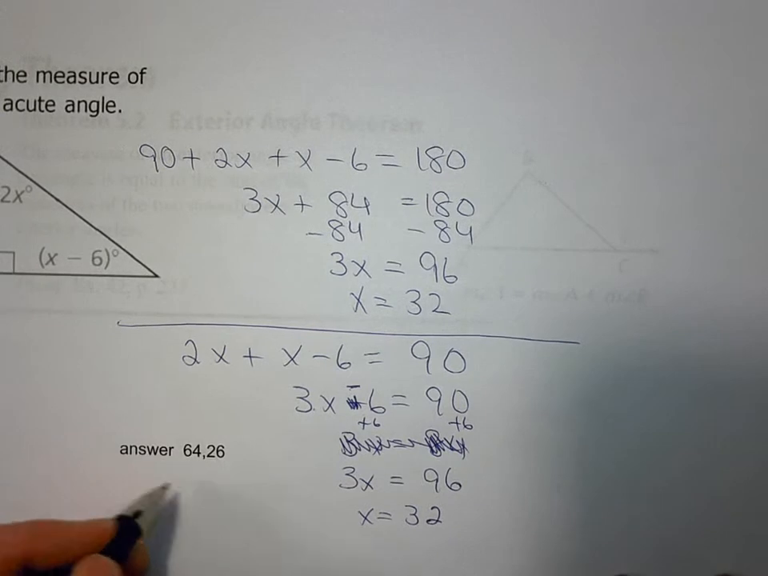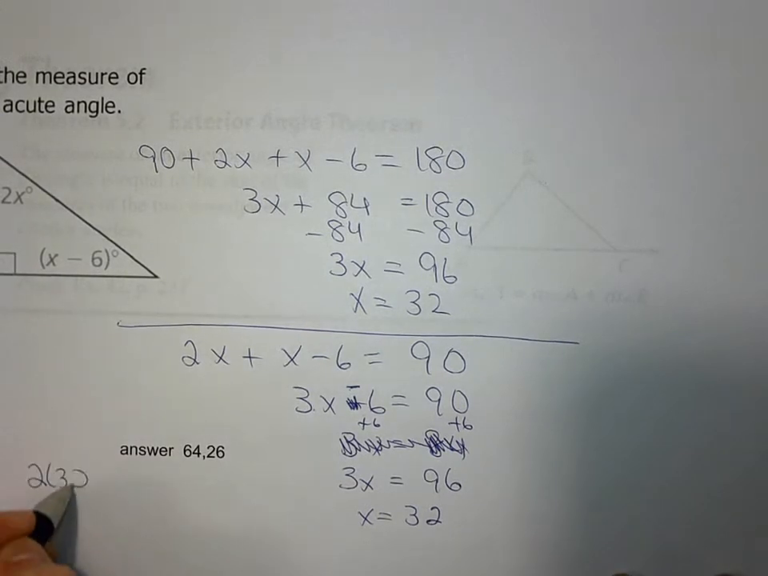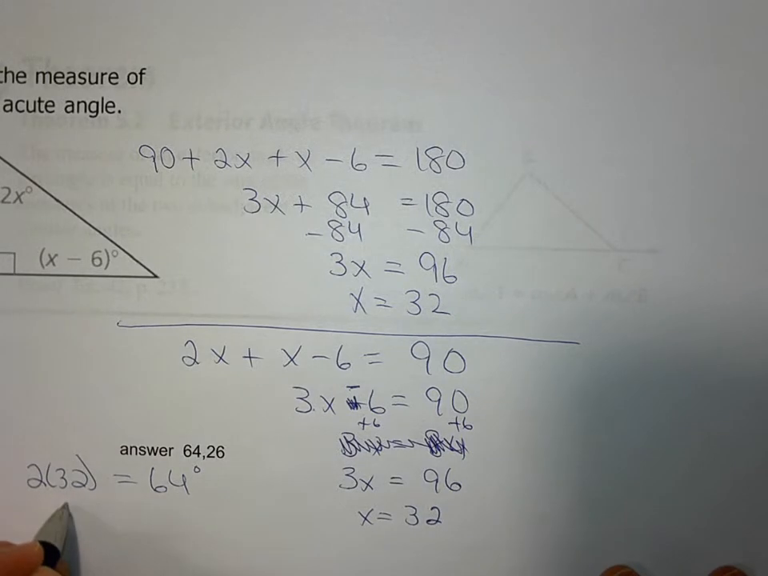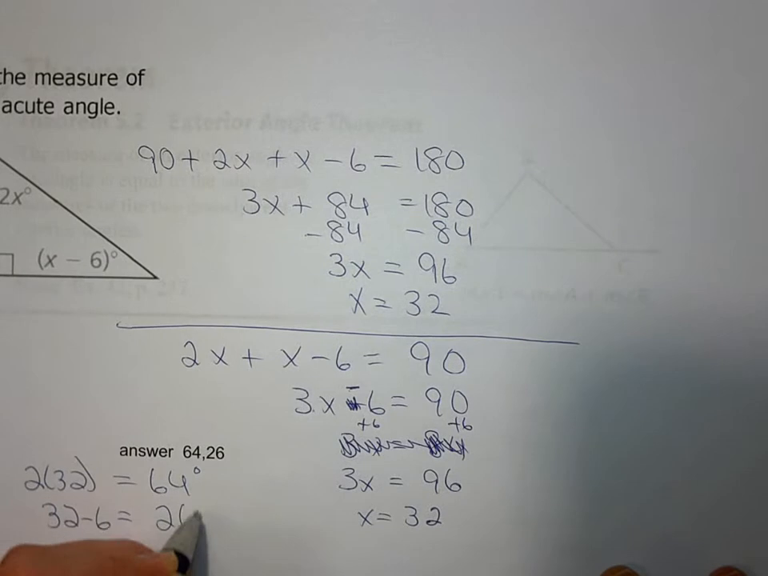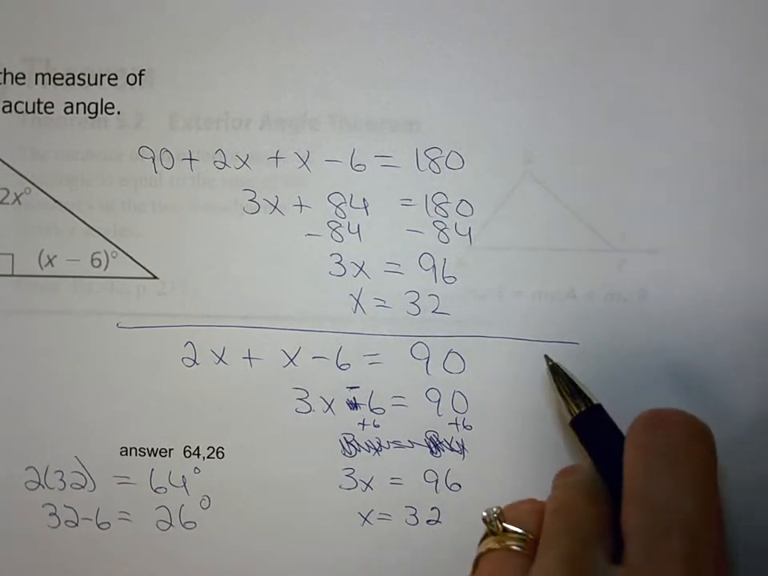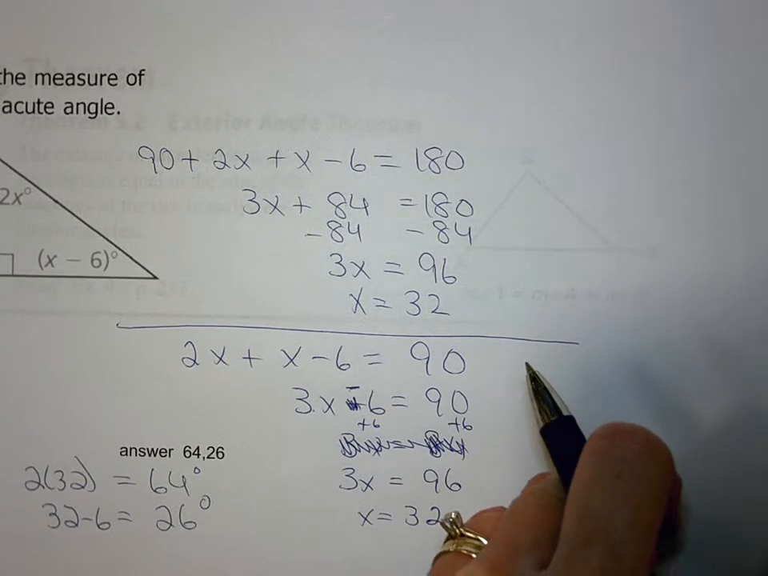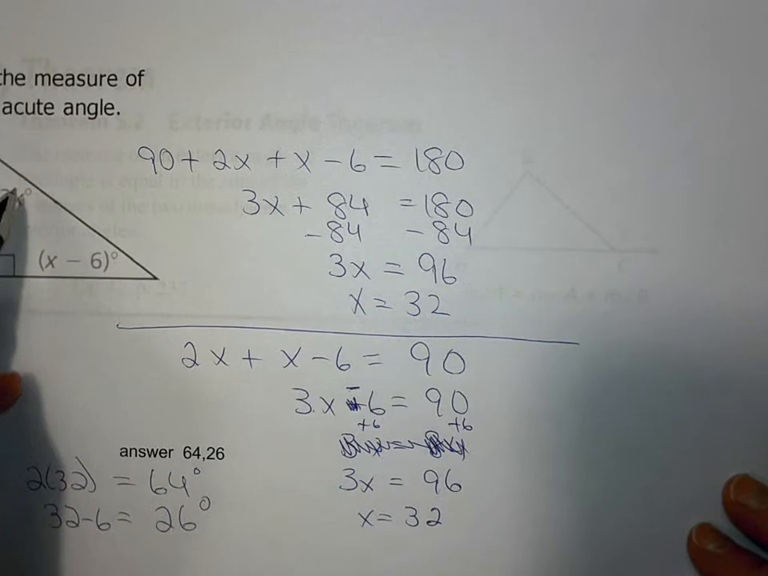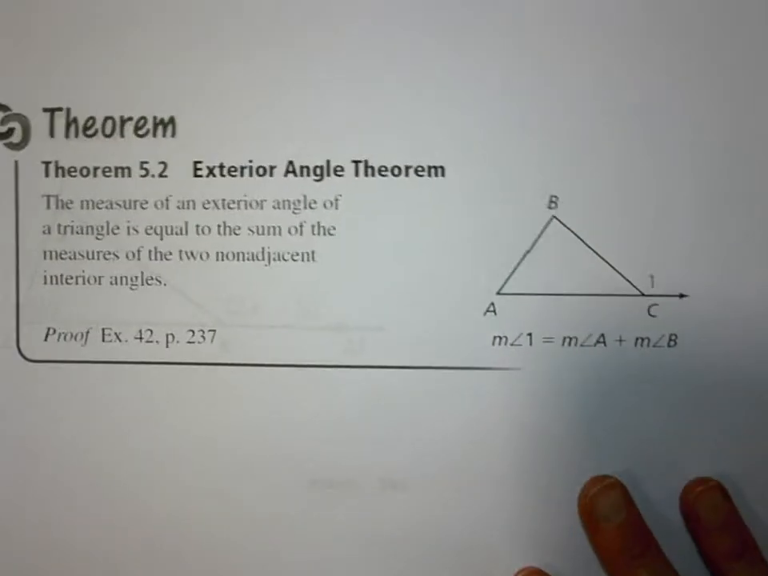So one of your angles is 2 times 32, which is 64. Your other angle is 32 minus 6, or 26. So, and that better add to 90, or we did something wrong. So again, you can do all three angles equal to 180, or you can do the two other angles equal to 90.